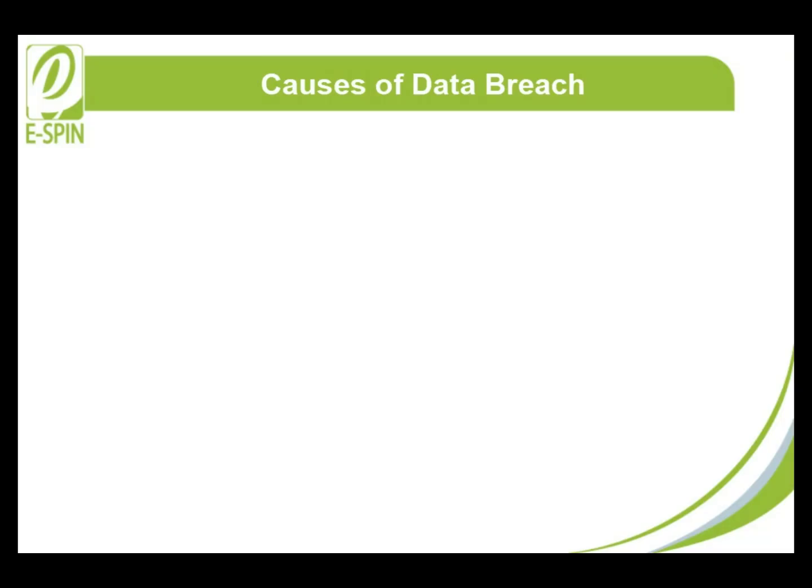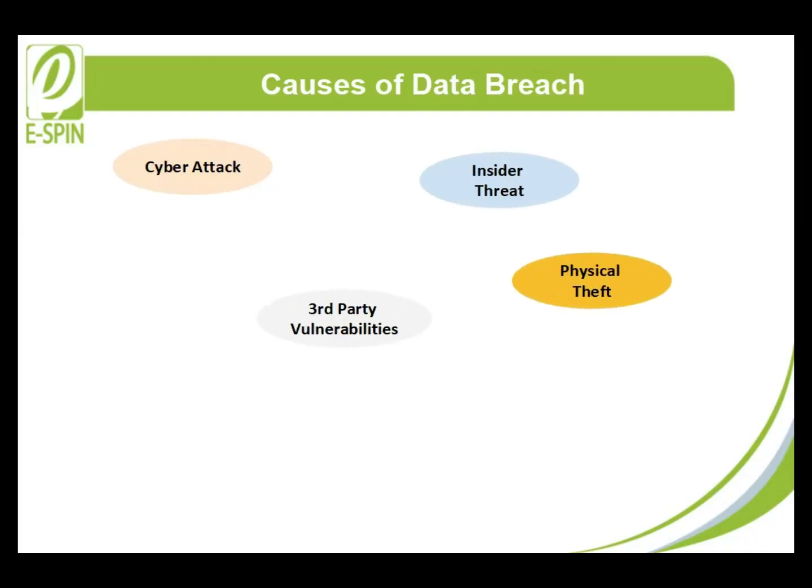Data breaches can result from a variety of causes, each with its unique mechanisms and implications. Understanding these causes is essential for developing effective strategies to prevent and mitigate data breaches. The main causes of data breaches include cyber attacks, insider threats, physical theft, third-party vulnerabilities, and software vulnerabilities.